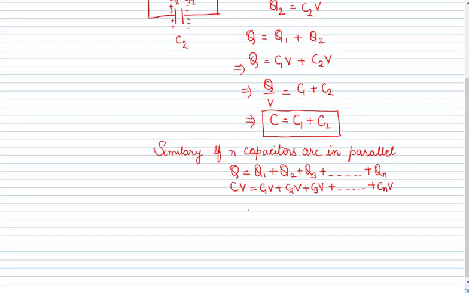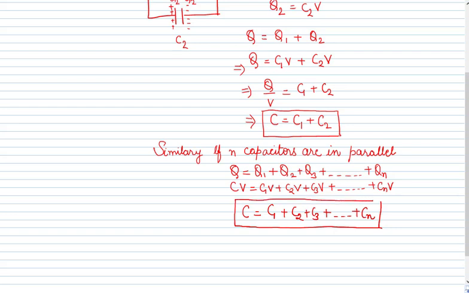So here V is common throughout, so if we cancel out the V throughout, then C is equal to C1 plus C2 plus C3 and up to Cn. So whenever you see the capacitors in parallel, their both ends are connected, then simply the voltage is same and the capacitance will simply add up.